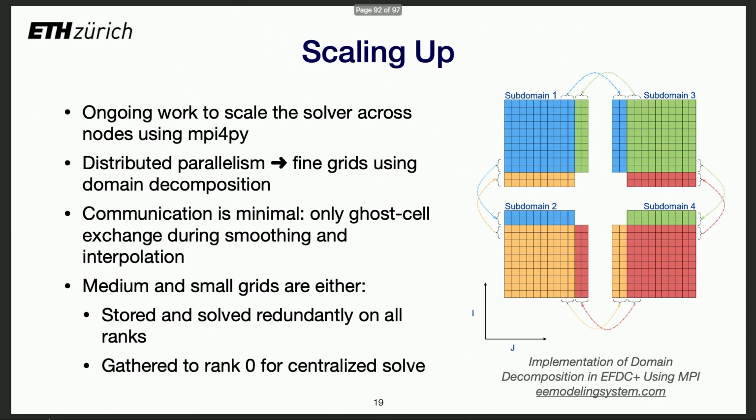Now, of course, we still have the issue of medium and small grids. You cannot distribute those, of course, because they're way too small. So essentially, there are two options. Either you store and solve these problems redundantly on every rank, or you do some sort of gather to rank 0 and then have a centralized solver and distribute the results back, which is not ideal, but unfortunately, there is no way to solve this type of problem in a purely distributed setting.